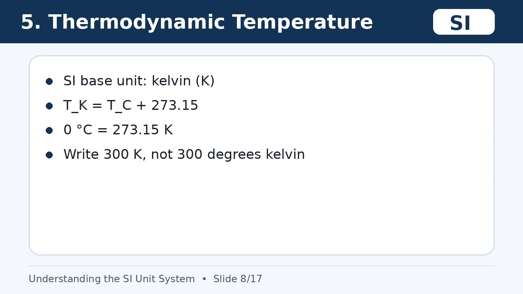The fifth base quantity is thermodynamic temperature. Its SI base unit is the Kelvin, represented by the capital symbol K. The relation between the Celsius and Kelvin temperature scales is T in Kelvin equals T in degrees Celsius plus 273.15. For example, 0 degrees Celsius is equal to 273.15 Kelvin. The degree symbol is not used with Kelvin. We write 300 Kelvin, not 300 degrees Kelvin.